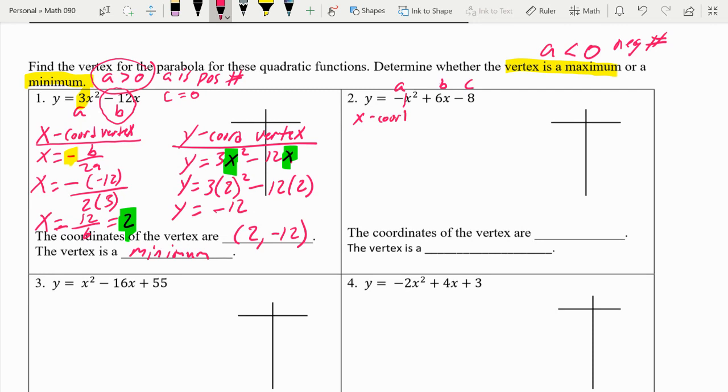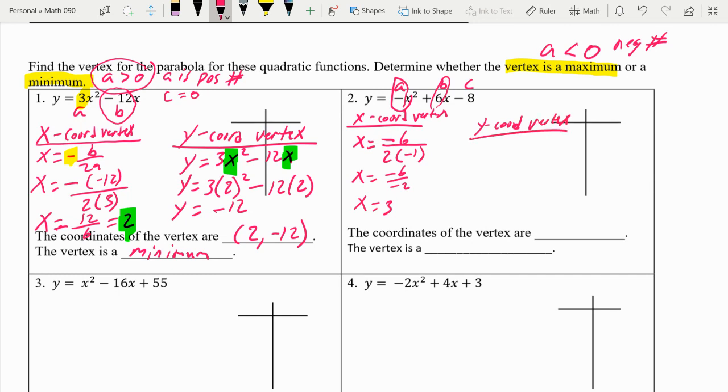So the x coordinate of the vertex, x is equal to negative B, well, B is 6, all over 2 times A, which is negative 1. So we end up with negative 6 over negative 2, which gives me 3. Now the y coordinate of the vertex. Sorry, it's hard to write on this thing, with the T-chart in the way here. Again, all we're going to do is plug in our x coordinate.